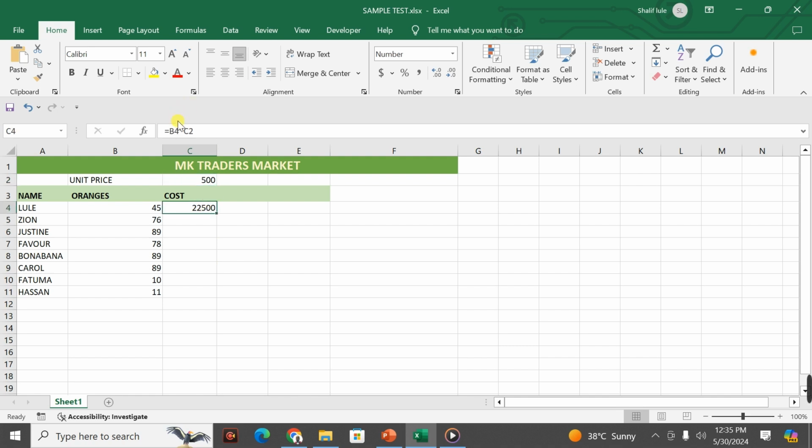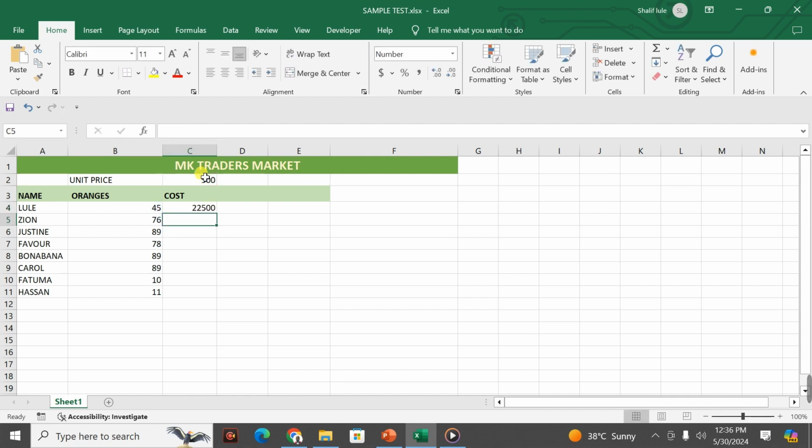I press enter. So if I want to maintain this cell reference all throughout other rows, what I'm going to do, I'll introduce what we call absolute referencing. And with absolute referencing, a reference has a dollar sign, as you're going to see. So I put a dollar sign before C, my cell reference, and after C.